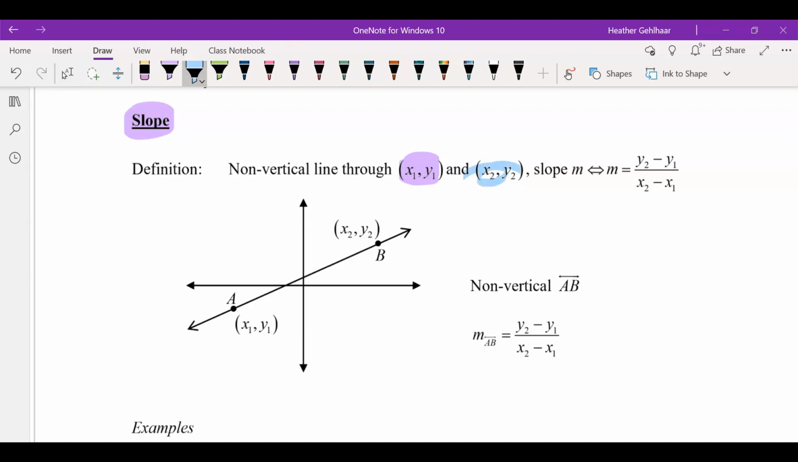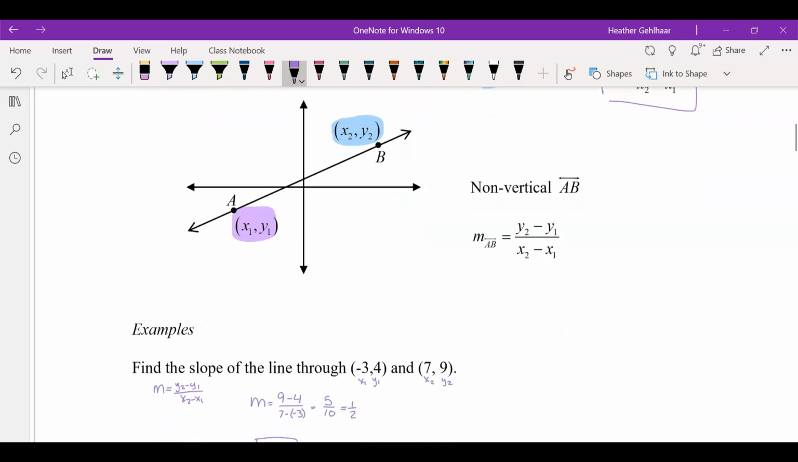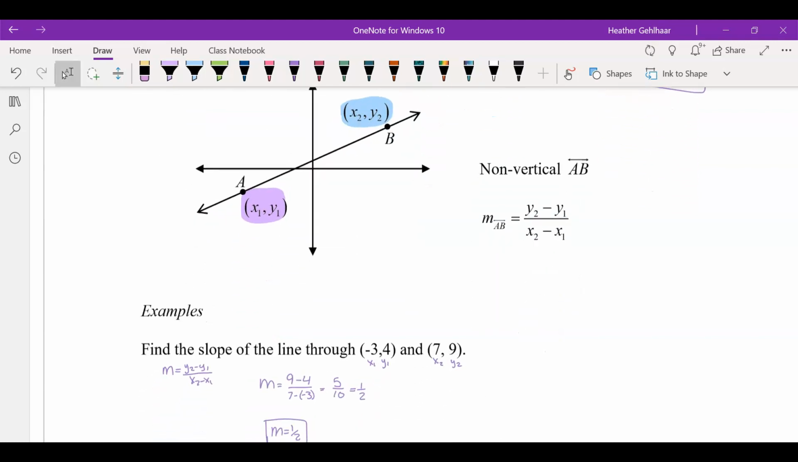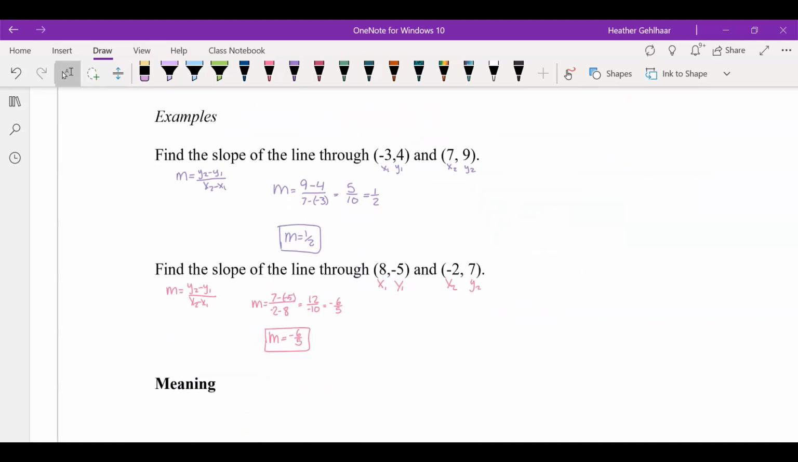So then we'll be going ahead and using the slope formula. This is a formula that should be memorized at this point. So our slope is m equals y2 minus y1 over x2 minus x1. Okay. So then we have here some examples.